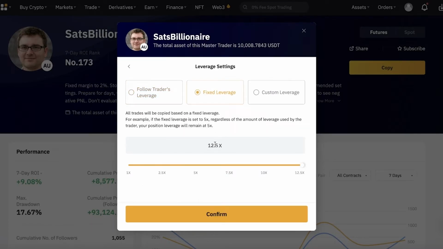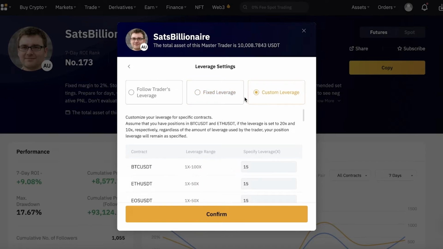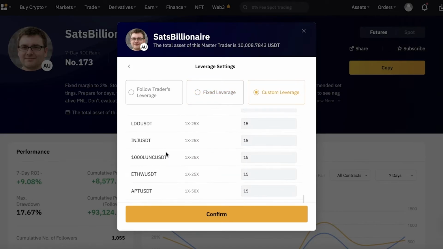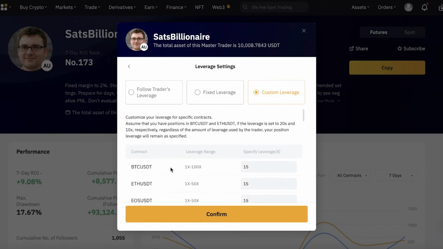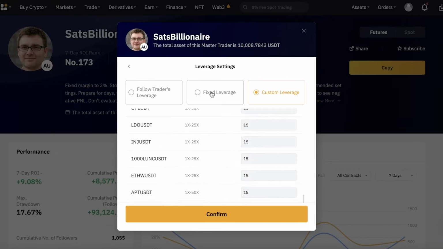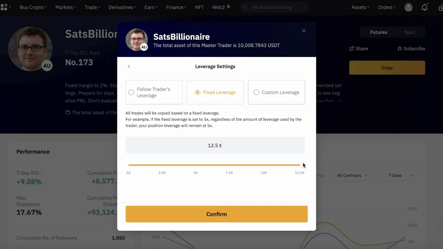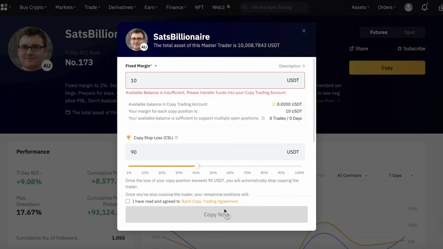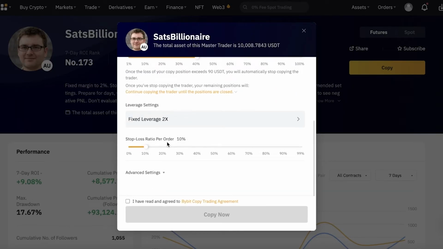So you can choose to enter a fixed leverage or a custom leverage for all of the different tokens, because you can see all the different tokens that this trader is trading with. So you can add a custom leverage for each of these or a fixed leverage. Let's say I want to do a fixed leverage of less than 2x. That is something you can do, and click on confirm over here. Once you've done that, you can add your stop loss ratio per order. So let's say we have a 30% stop loss ratio.